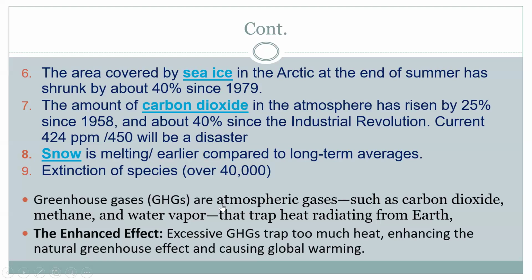Greenhouse gas emission: atmospheric gases such as carbon dioxide, methane, and water vapor that trap heat radiation from Earth. What happens is when these greenhouse gases go above certain levels in the atmosphere, the heat that is trapped in the atmosphere is not radiating to space. The enhanced effect is that excessive greenhouse gases trap too much heat, enhancing the natural greenhouse effect and causing global warming.